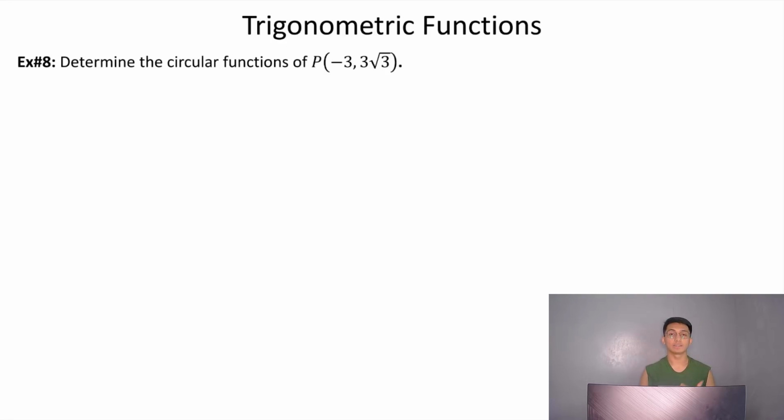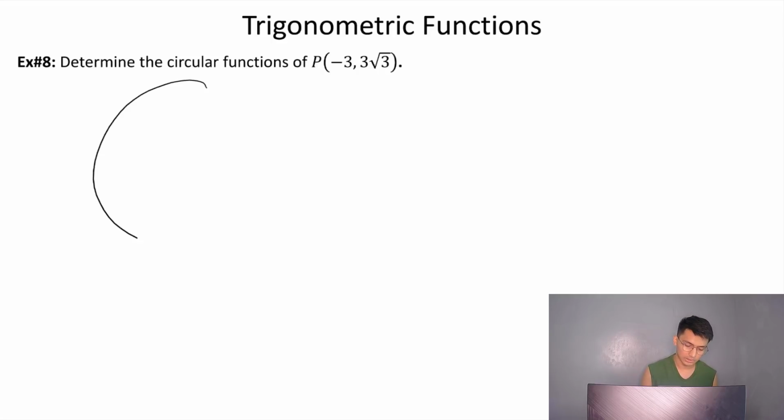And for the final example for this tutorial video, we have example number 8. Determine the circular functions of the coordinate negative 3 and 3 square root of 3. Now, alamin muna natin kung nasaang quadrant ba ng unit circle ang coordinate point na ito.